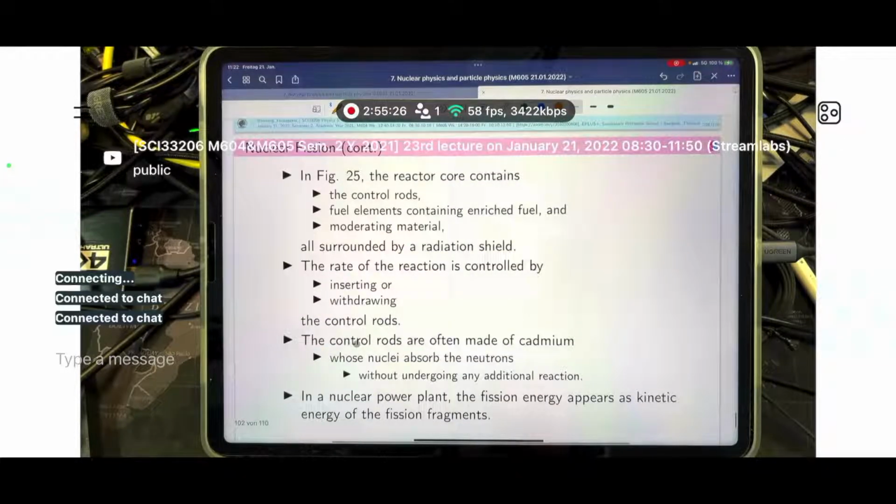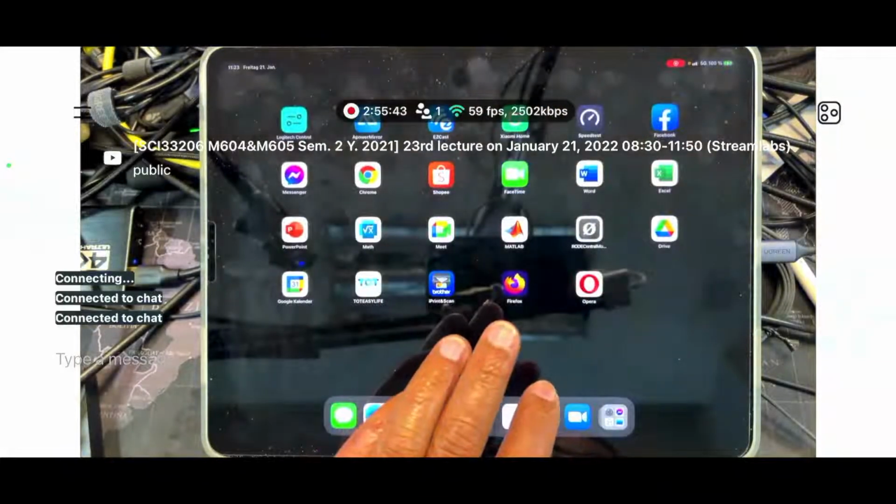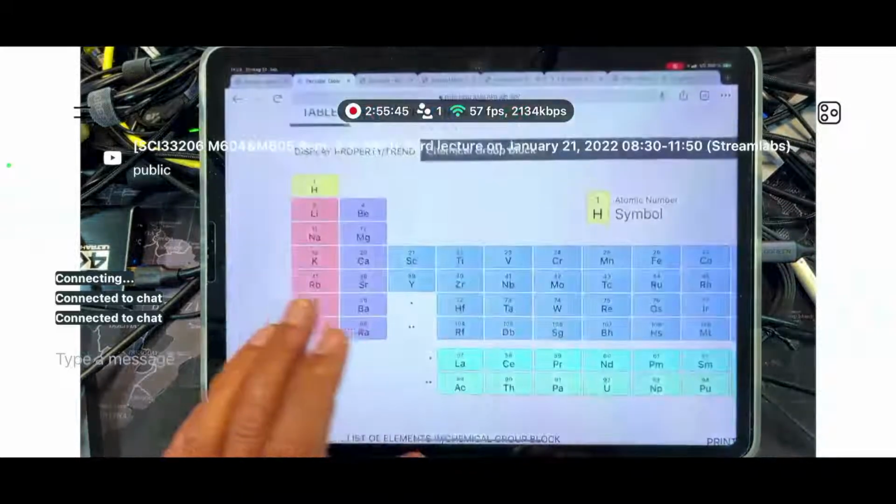Okay, the controllers are often made of cadmium. Why? What is the reason they use cadmium? Because the nuclei of cadmium can absorb neutrons without any additional reaction. Where is cadmium? We use cadmium for that.